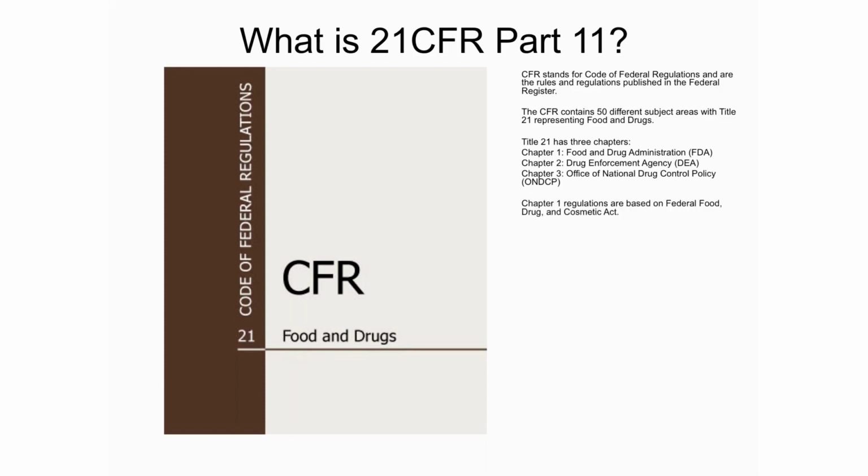Chapter 1 regulations are based on the Federal Food, Drug, and Cosmetic Act. Section 11 of Chapter 1 contains details related to electronic signatures and electronic records considered equivalent to paper records and handwritten signatures executed on paper. This section is known as 21 CFR Part 11 and was issued in 1997 by the FDA.